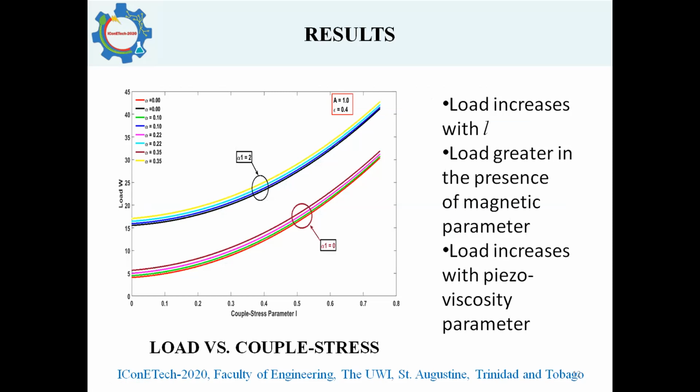Looking at load versus couple stress, as the couple stress increases, the load carrying capacity increases. We see also that when the piezo-viscosity parameter increases, so does the load carrying capacity. In each case, when alpha 1 is 0, that means in the absence of the magnetic parameter, the load carrying capacity is less than in the presence of the magnetic parameter.